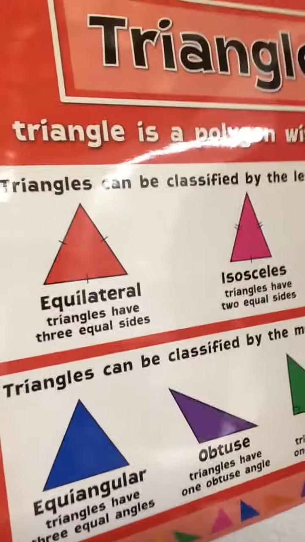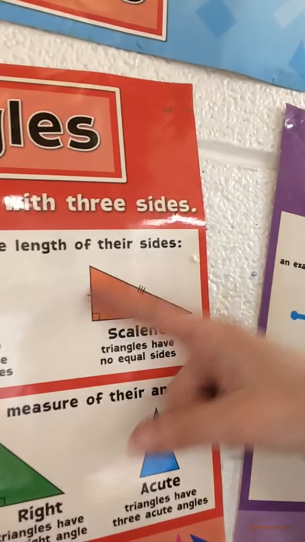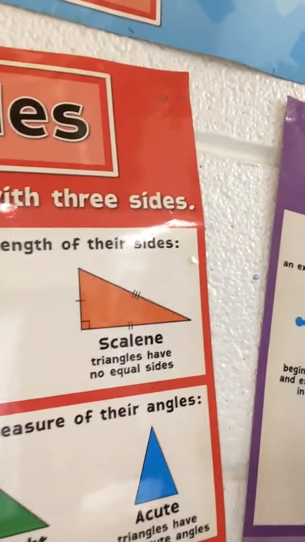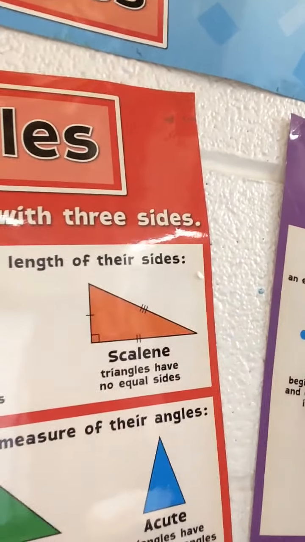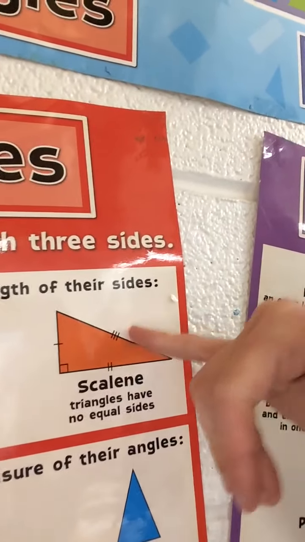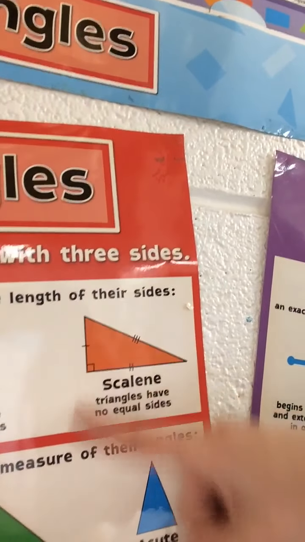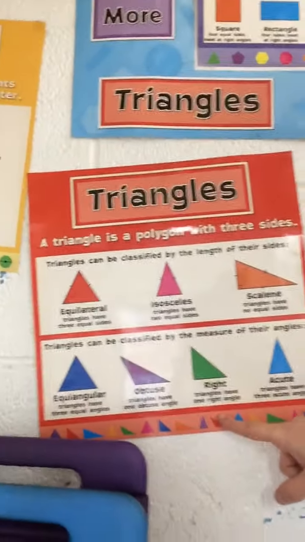Then when you move to the scalene, you'll notice since no sides are equal, it has a tick mark, two tick marks, and three tick marks because none of those are the same length. Okay. You'll also notice the scalene is also a right triangle, which is also what you're going to be identifying this week.